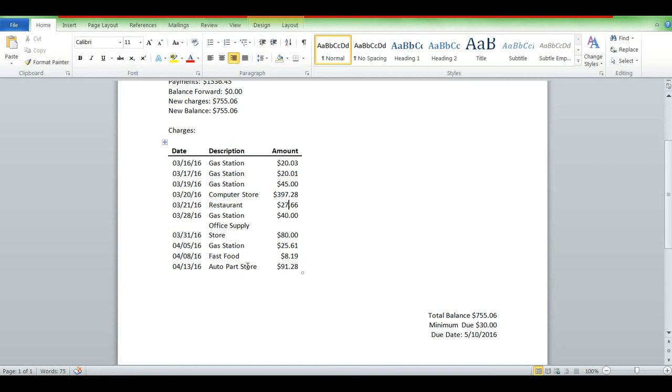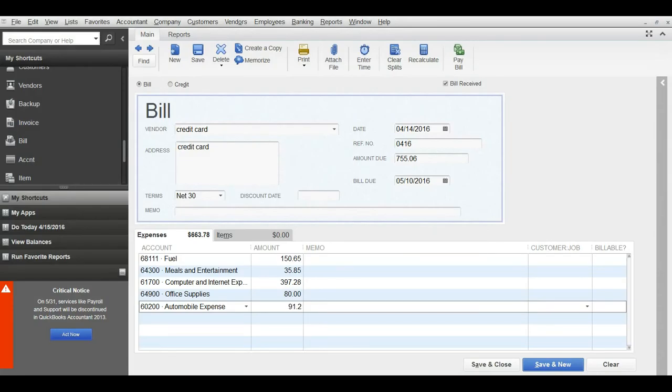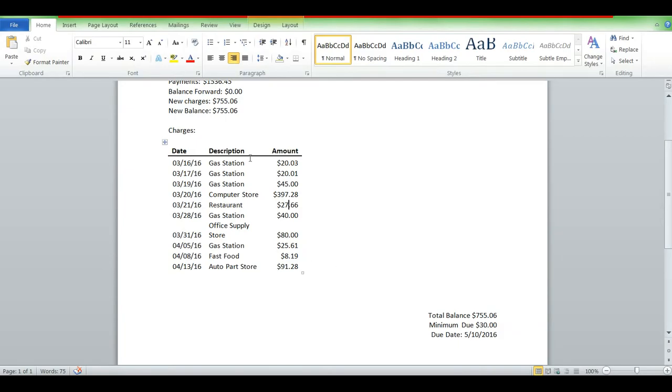Then I have auto parts store. Someone may have bought a part for an automobile. I tried to give some, not many examples of charges, but a fair amount of what might regularly show up here. So $91.28, and I'm going to tab away. Now, that's the last of my charges. I've gone through every charge.